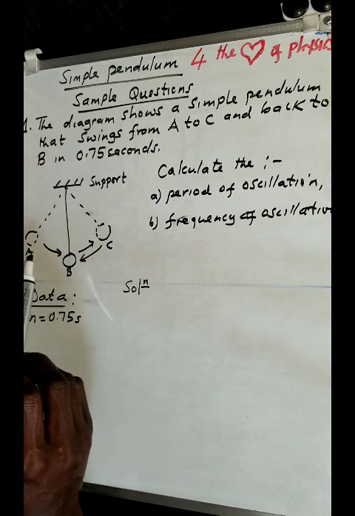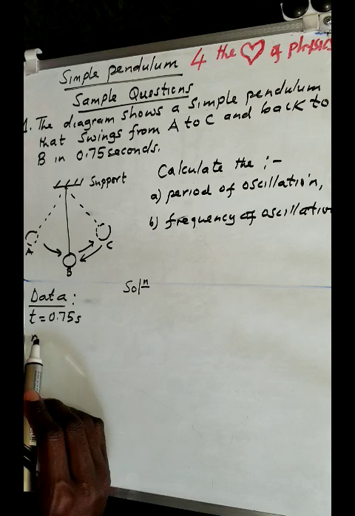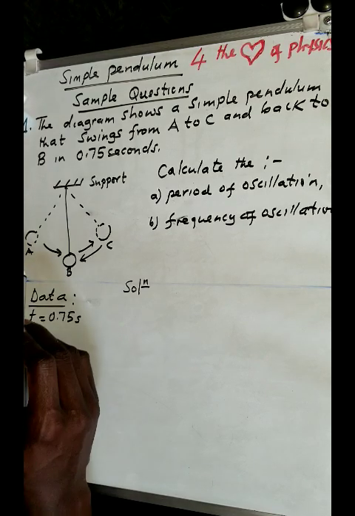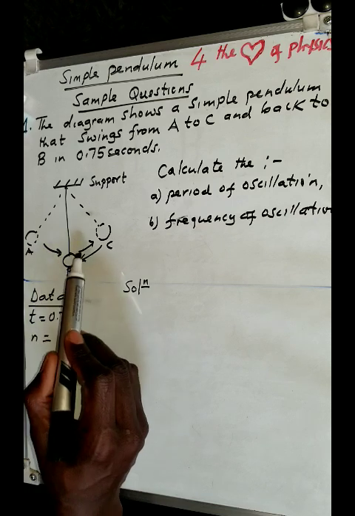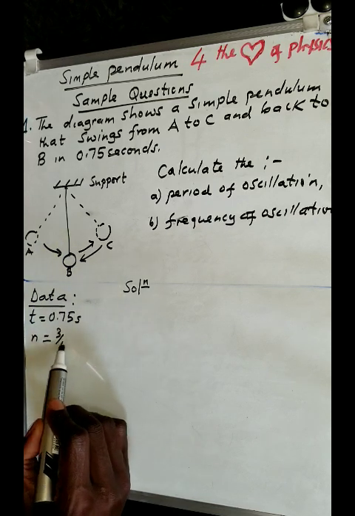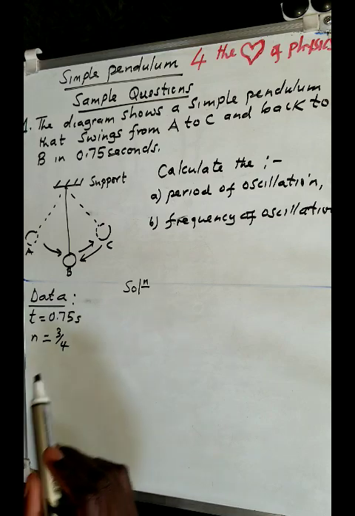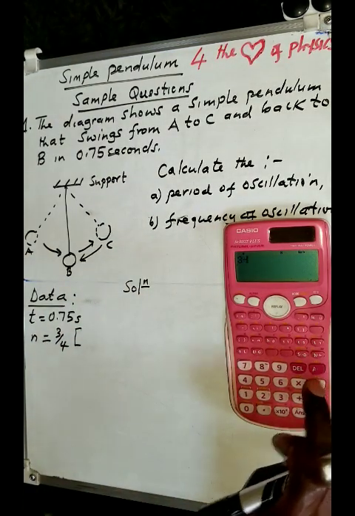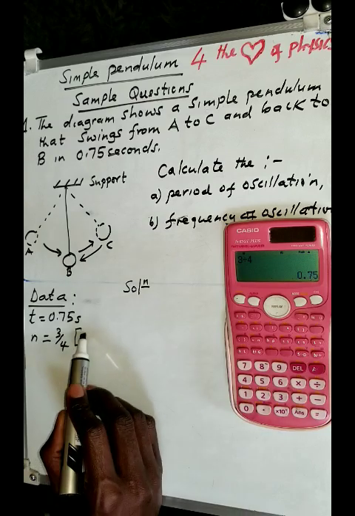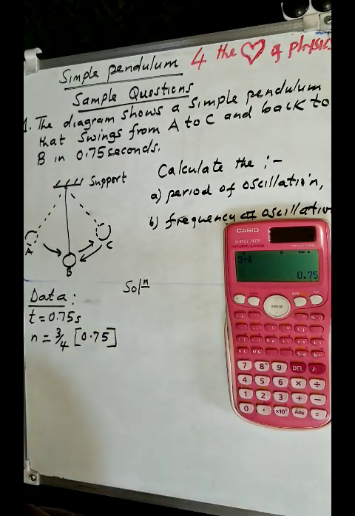And remember, how many oscillations in this case? This is the time they have given us, but we can identify the number of oscillations from A to C and back to B. It's like you have made 1, 2, 3 moves, so it's 3 over 4 oscillations. But if you're not comfortable using a fraction, you can say 3 divided by 4, which gives you 0.75.